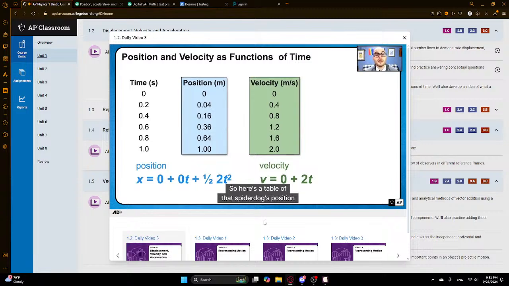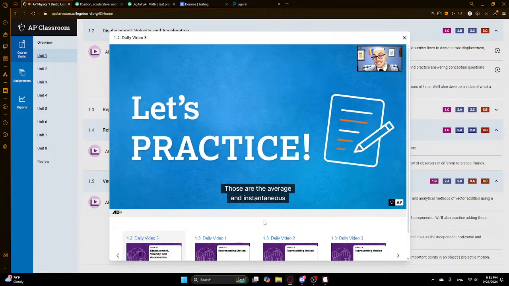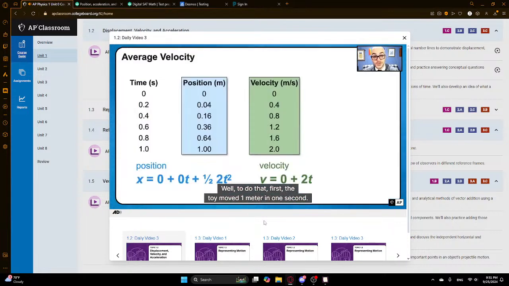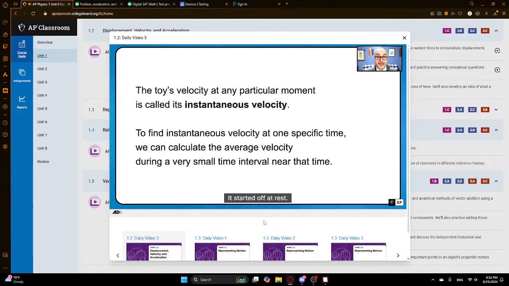So here's a table of that spider dog's position and velocity at different times. I'd like to talk about the average value for the velocity of that toy and the value of that toy at certain particular moments. Those are the average and instantaneous values of that toy's velocity. Well, to do that, first, the toy moved 1 meter in 1 second. If it moved 1 meter in 1 second, its average speed was 1 meter per second, but we know it wasn't always moving at that speed. It started off at rest.